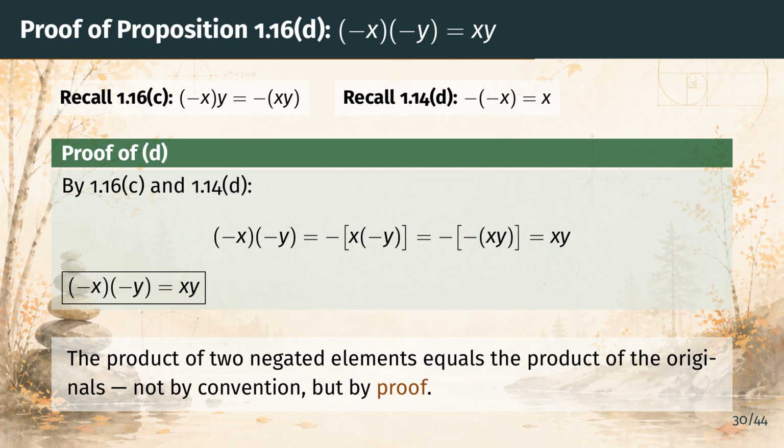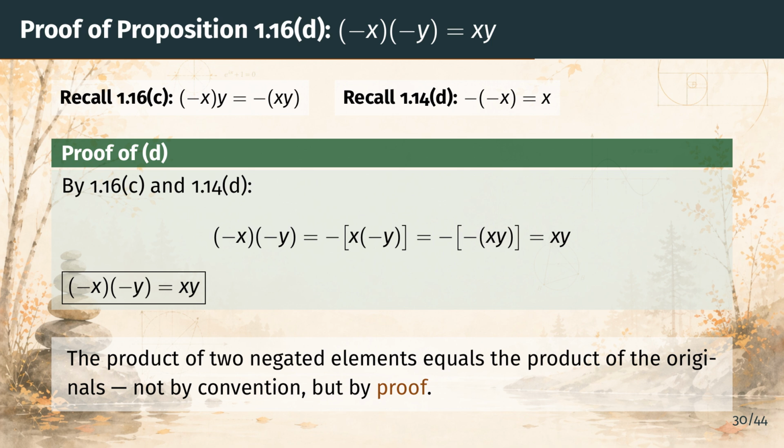Part D follows from two applications of what we have already proved. Recall that part C tells us that negating one factor is the same as negating the whole product. By part C, negative x times negative y equals the negative of x times negative y. Applying part C again, x times negative y is the negative of xy. So we have the negative of the negative of xy. And recall proposition 1.14 part D, the double negation law, which says the negative of the negative of xy is just xy.